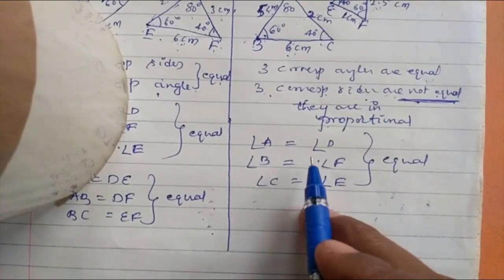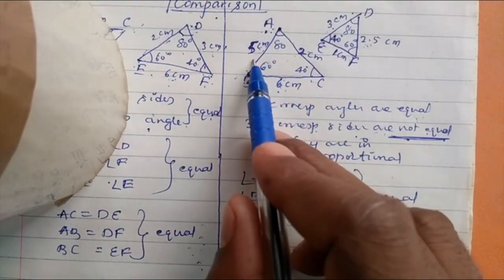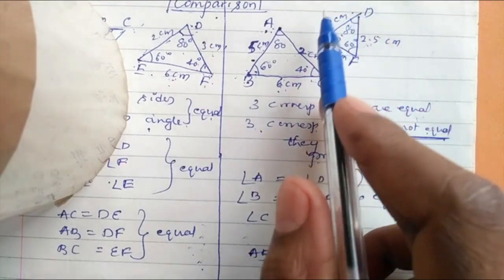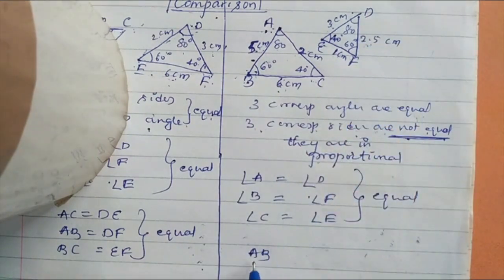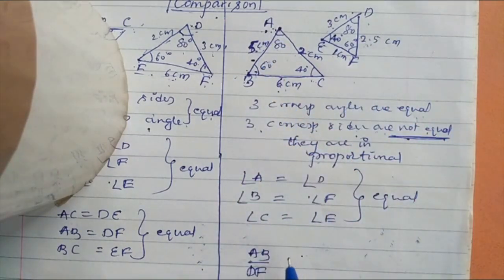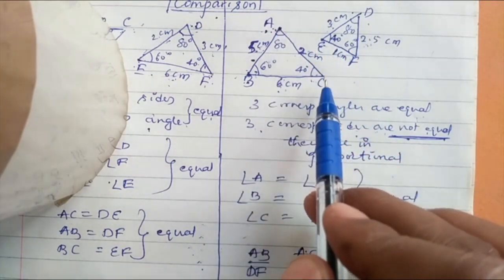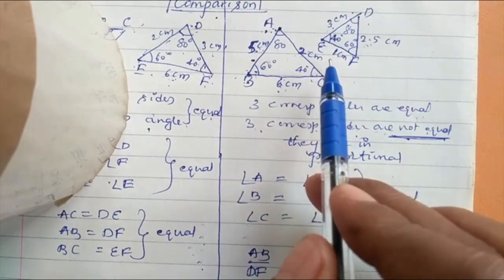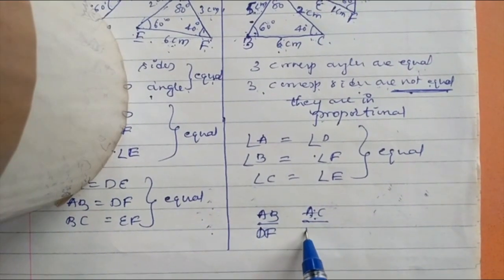Here all the three corresponding angles are equal, but corresponding sides are not equal. AB is 5. That 5 we cannot say equal to any side here. Which is 5 here? No, but it's twice of DF. So what we write, we are not writing AB equal to DF, AB by DF we are writing. And one more ratio, AC. AC is how much? 2 cm. AC is 2, but here no side is 2 to equate it. So AC 2 cm, that is not equal to EF, but it is in ratio with the EF.